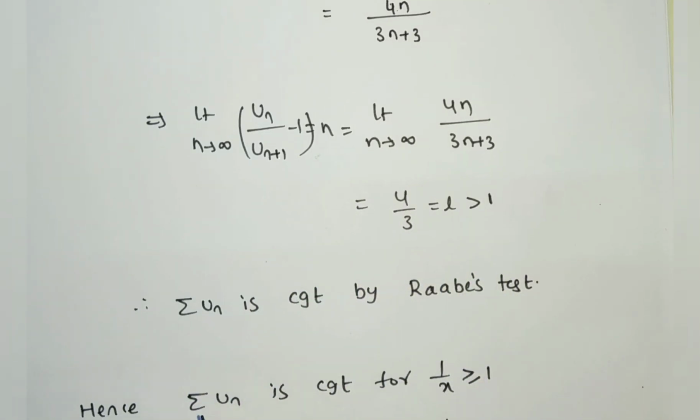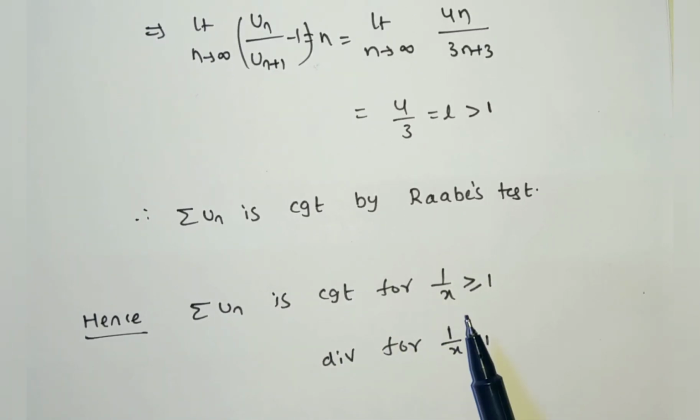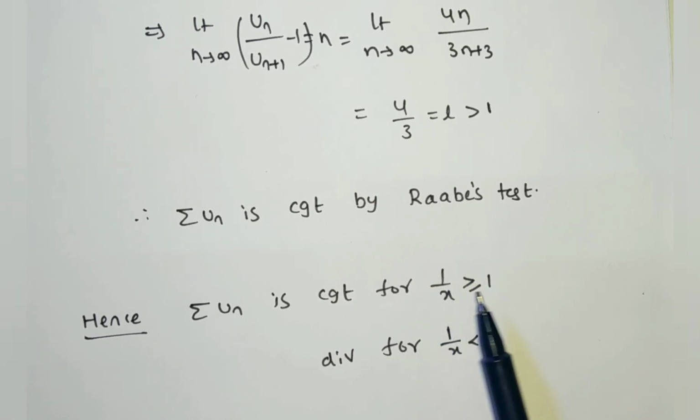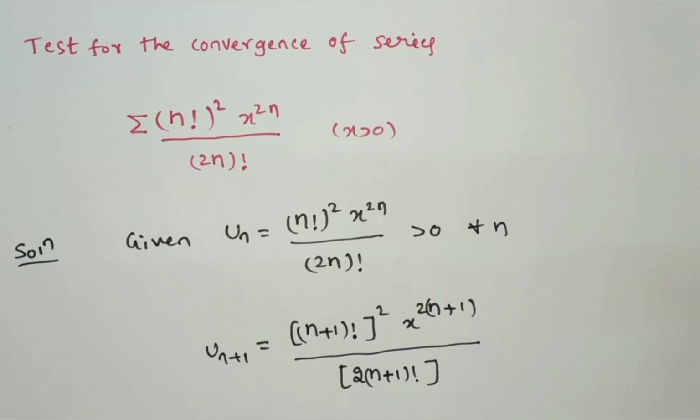So finally what we can say is the series is convergent for 1 by x greater than 1, divergent for less than 1, and is equal to 1 also convergent. That is why it is written: 1 by x greater than or equal to 1 convergent, 1 by x less than 1 divergent. This is the Raabe's test method.